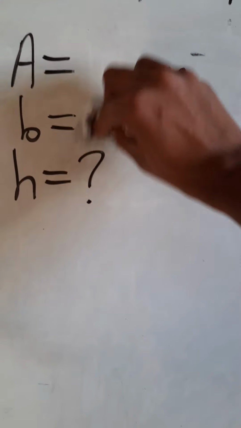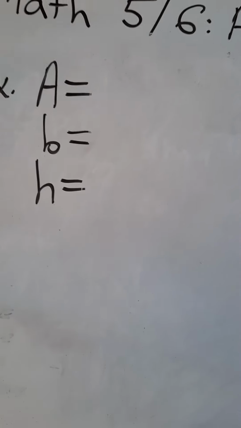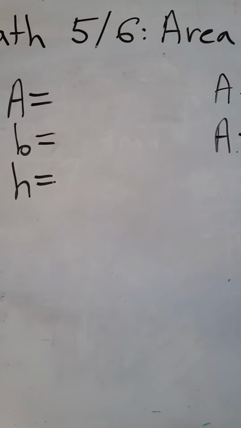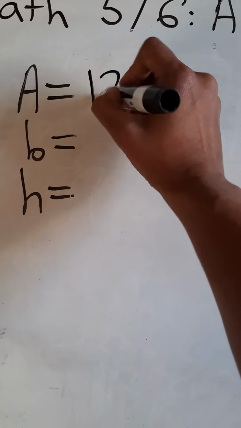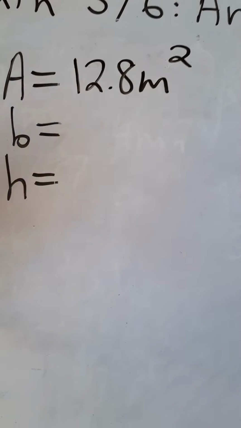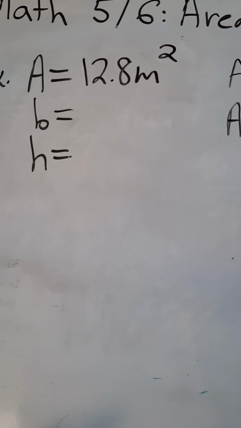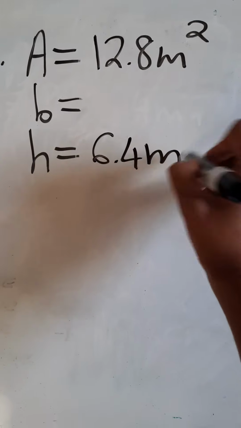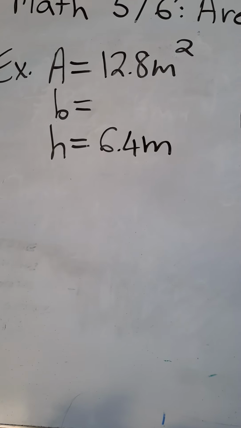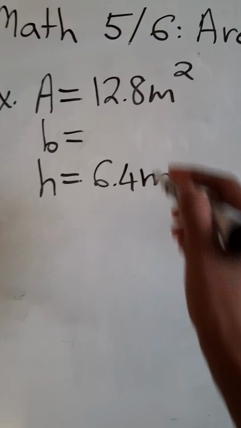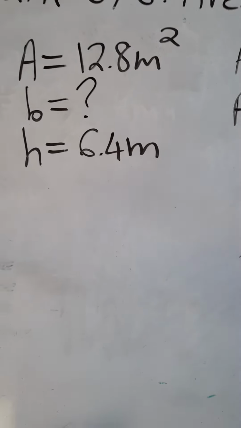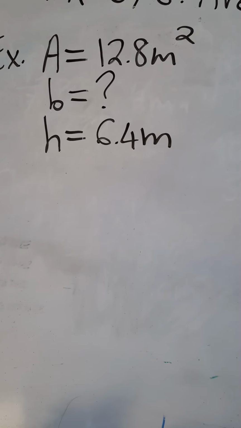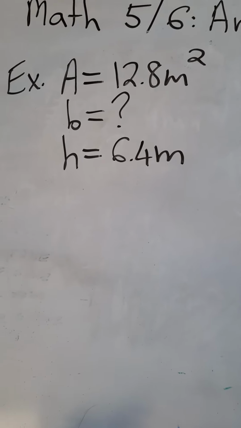Okay, so I'm just gonna take this off. Okay, so this time, let's try the area as 12.8 meters squared. Okay, and this time I'm going to give you the height. So the height is 6.4 meters. Okay, and what we're looking for is going to be the base. So again, there shouldn't be any confusion at this rate.